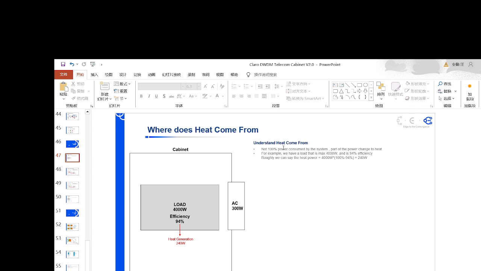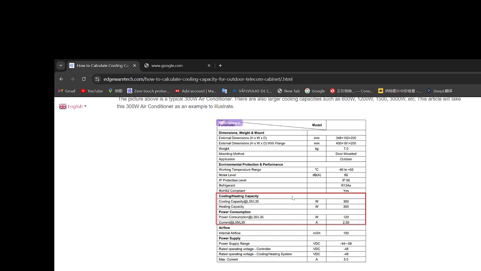So let's see, in this case we have 4,000 watts multiplied by 6%, which is the heat generated, so 240 watts. Now, is an air conditioner configured at 300 watts enough? When you choose the air conditioner, the specification table will tell you some numbers. You see, this is a typical air conditioner specification table.